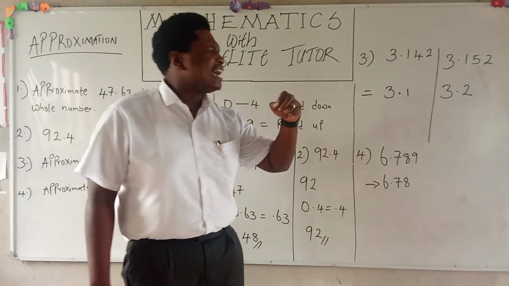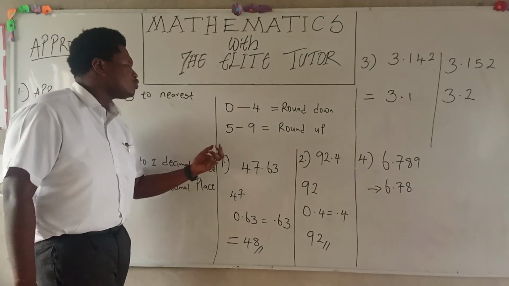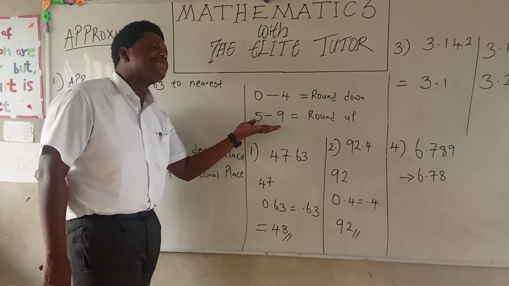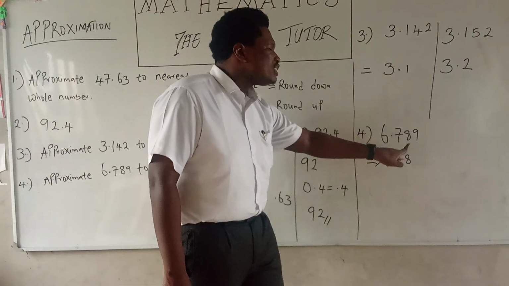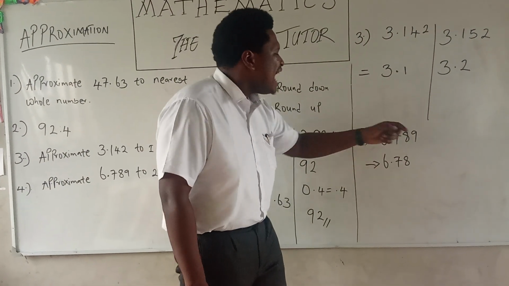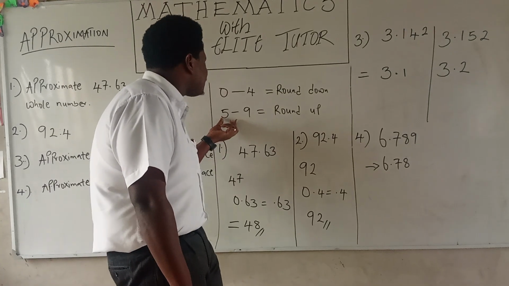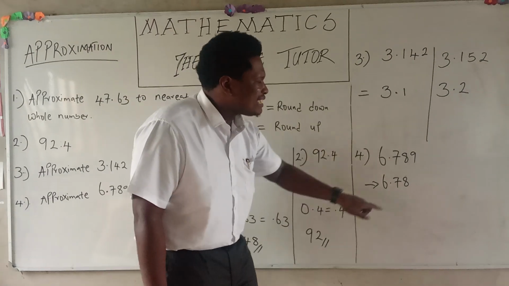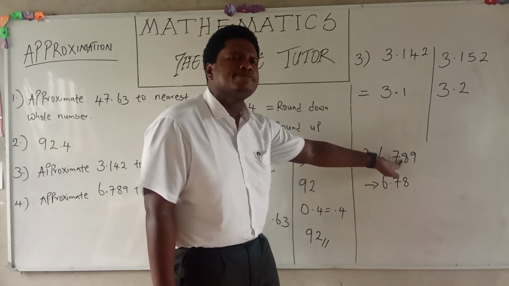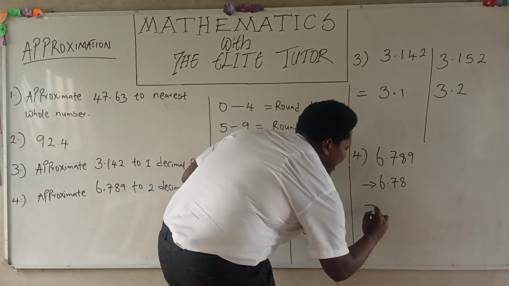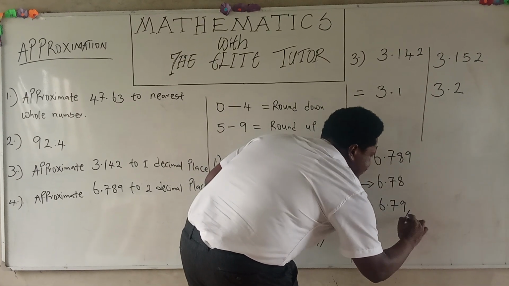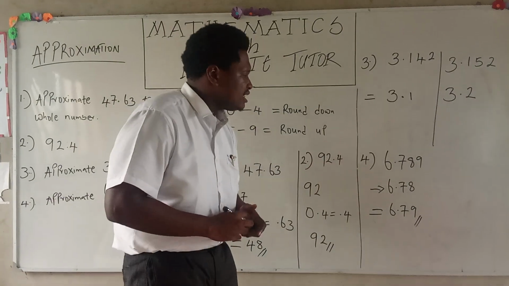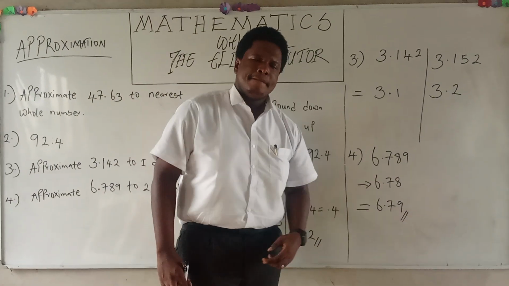Since the number after 8 is 9, and 9 falls between 5 to 9, it is going to increase by 1. That means our 8 is going to increase by 1. So our final answer will be 6.79, and this is to 2 decimal places.